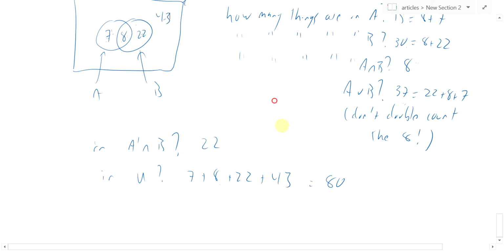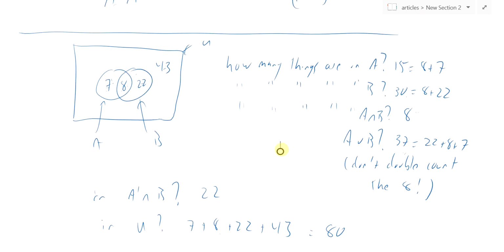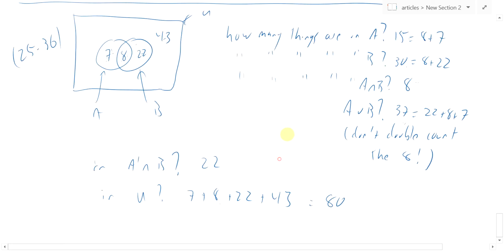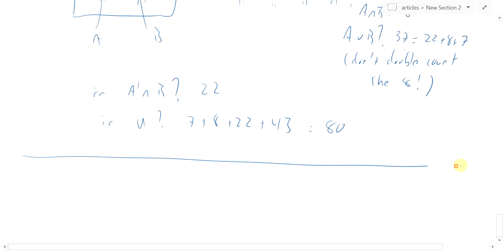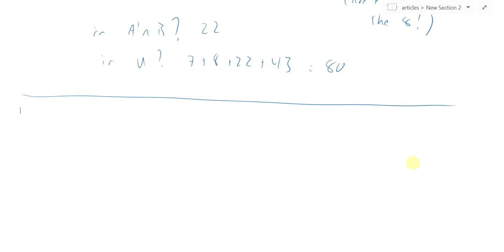And so if you go through problems 25 through 36, right? They just give you a chart like this, and they ask you these sorts of questions, how many things are in various things, and you just identify which region they're talking about, and then you can answer the question. And the last part is dealing with problems 67 to 78.